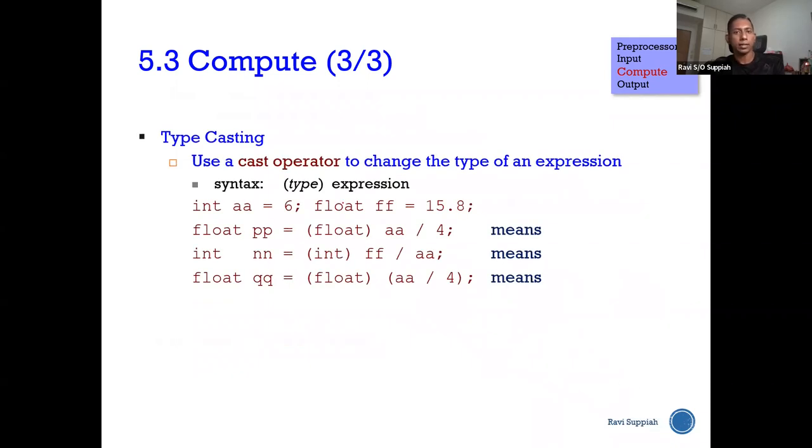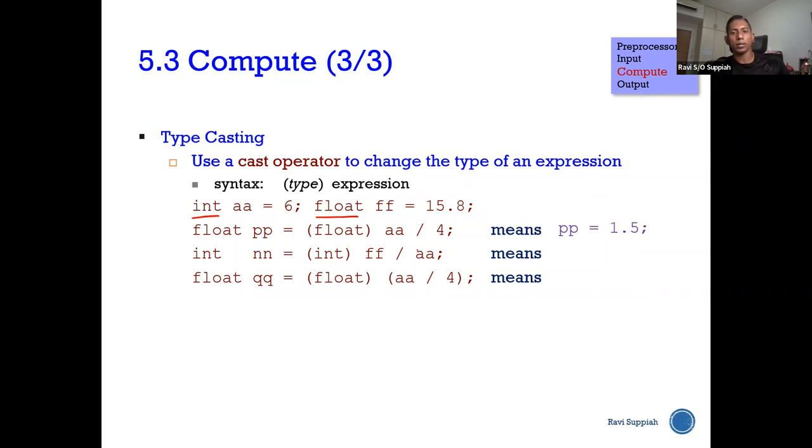This part here is on typecasting. Typecasting is a very interesting thing that C supports. Even though it's good, it can also lead to some confusion and issues if you don't manage it well. For example, over here you have two variables: integer AA is 6 and float FF equals 15.8. Now float PP equals float AA divided by 4.